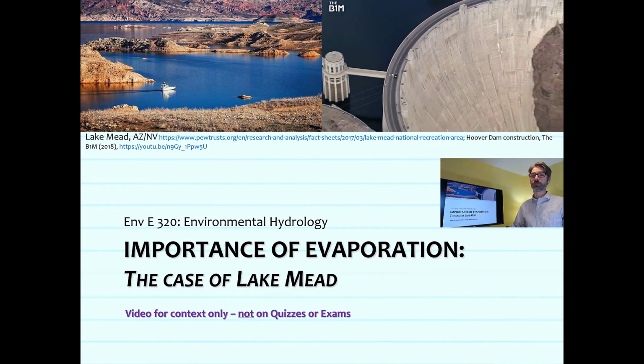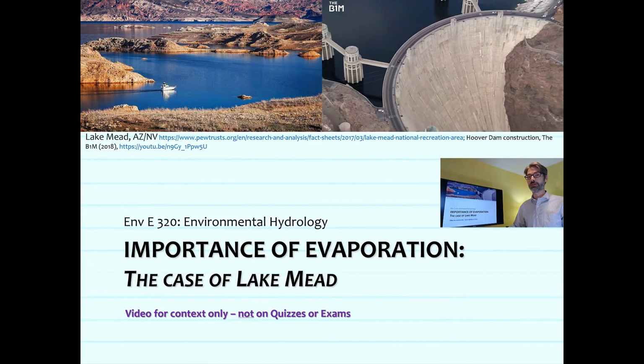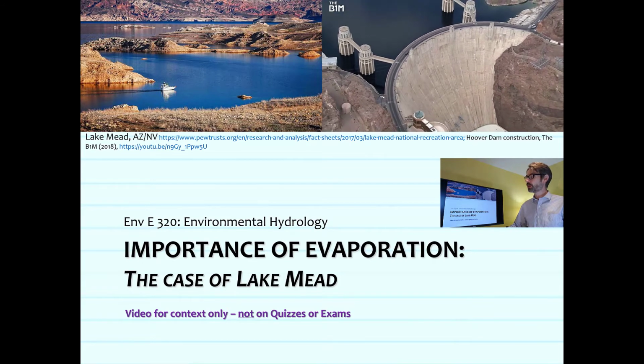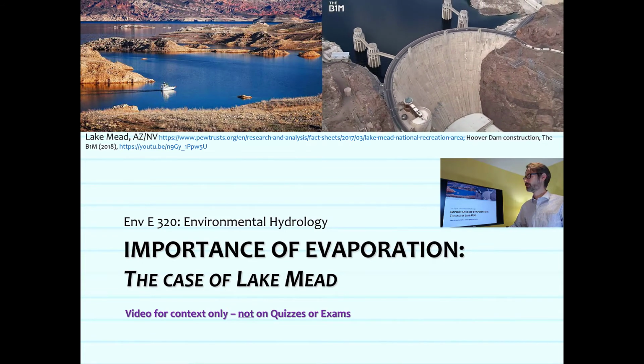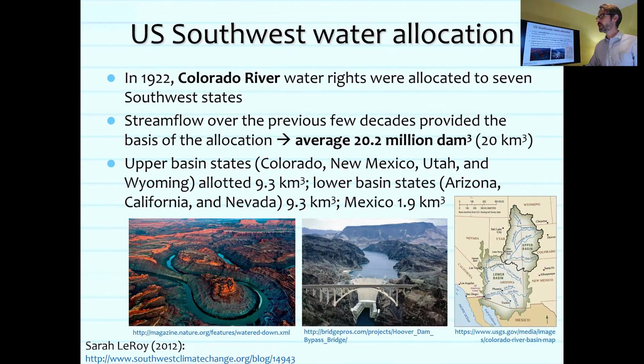This video explains the importance of the process of evaporation with reference to the case of Lake Mead. To understand the problem, you need to know a little bit about US Southwest water allocation. About 100 years ago, the Colorado River water rights were allocated to 7 Southwest states.